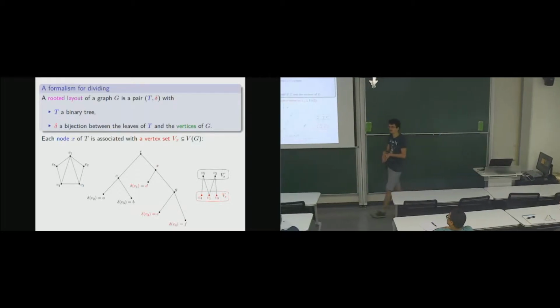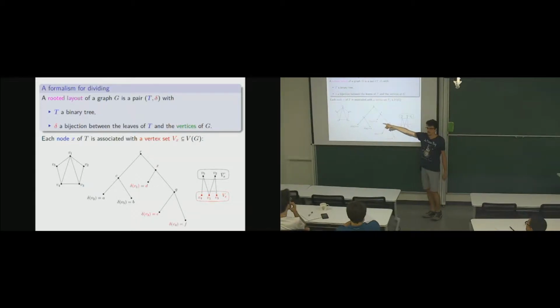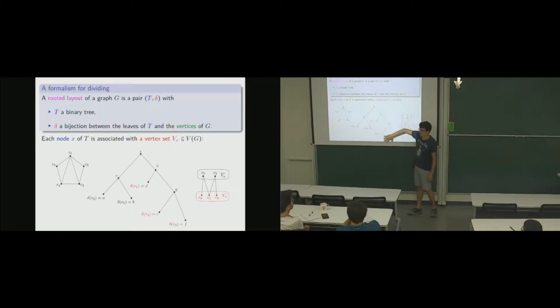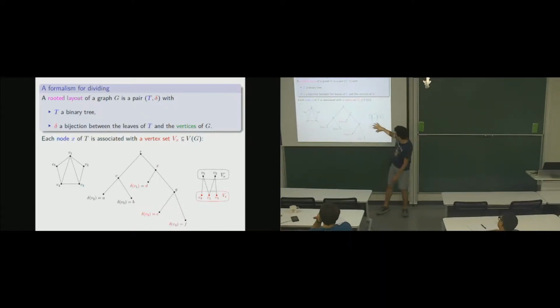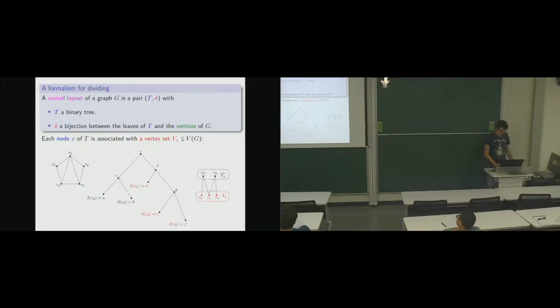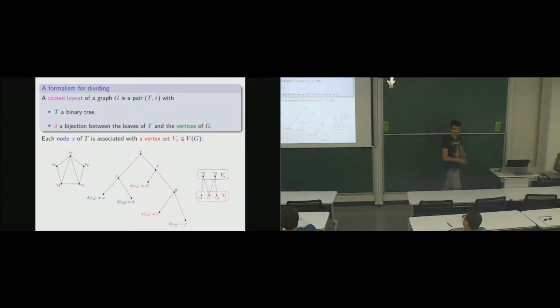We have, in fact, a lot of different formalisms, but here's one. It is a rooted layout. So you have a tree and a bijection between the leaves of the tree and the vertices of your graph. Each time you take a node of your tree, you have a vertex set in your graph. For example, the vertex set associated to this node is V1, V3, and V4. So there is this cut associated to this node. Basically, this is just a way of dividing your graph into two, splitting the vertex set recursively.